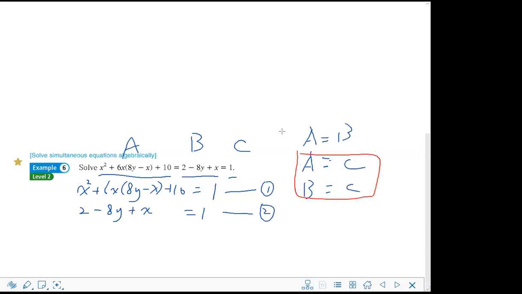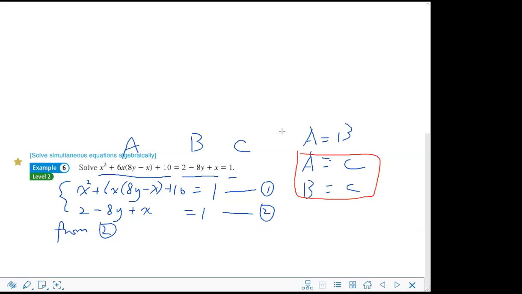So one equation has square term, and the other equation has no square term. We should always start with the one with no square term. Okay, in this case, it should be equation 2. So we will start from equation 2.